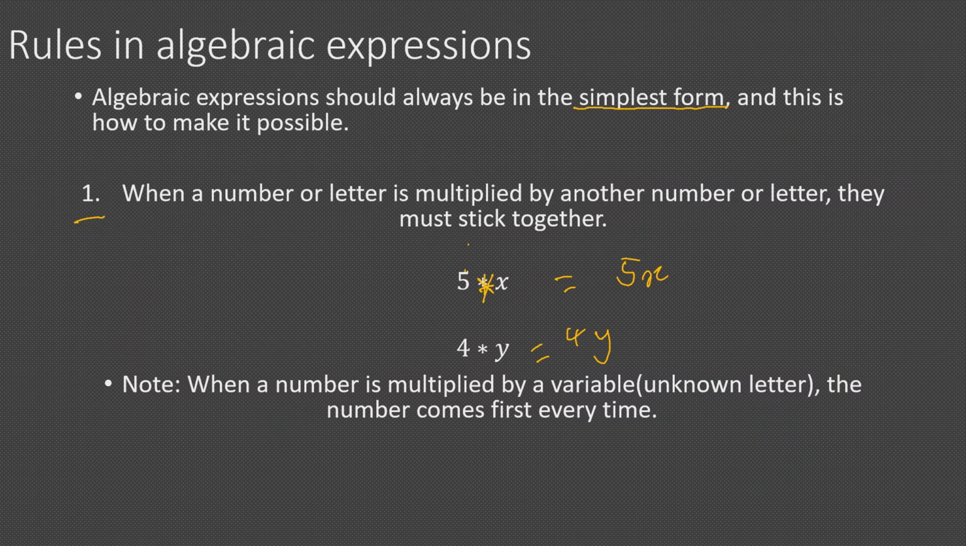Here's something you should also note. When a number is multiplied by a variable, which is again an unknown letter, the number comes first every time. So when we had 4 times y, you shouldn't say y4. Sometimes it can look like y raised to the power of 4, which is wrong, because we're doing 4 times y, not y times y times y times y. So it should be 4y.